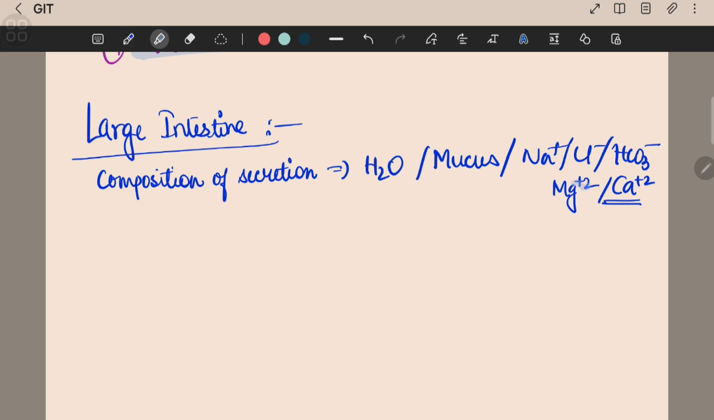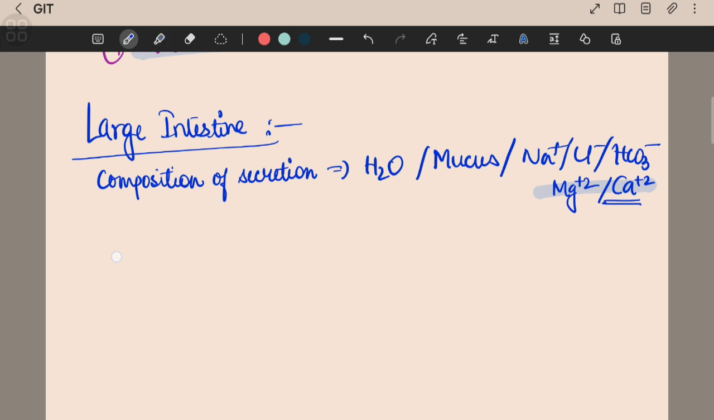Okay, but remember these ions I have written over here, magnesium and calcium, these divalent cations, are released in the feces. Their excretion happens through the feces. So the composition of secretion from the large intestine will include these divalent ions. Now let me discuss the innervation.